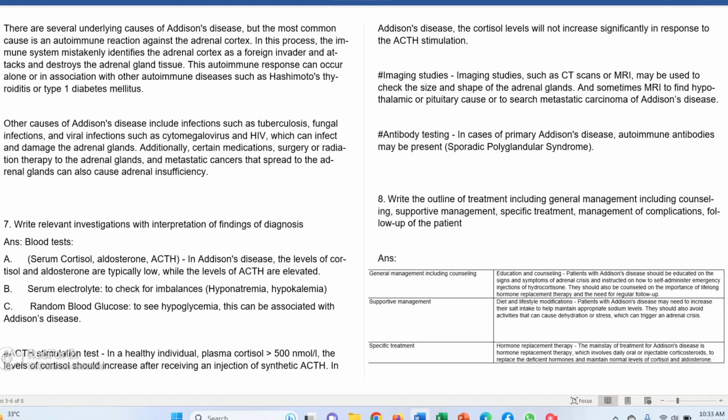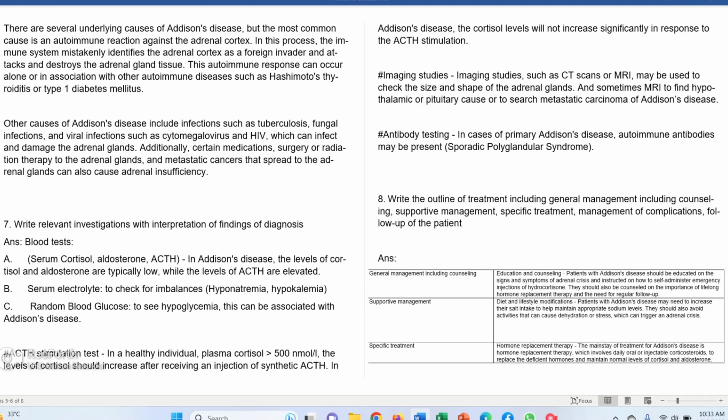Supportive management, diet and lifestyle modification. Patients with Addison disease may need to increase their salt intake to help maintain appropriate sodium levels. They should also avoid activities that can cause dehydration or stress, which can trigger an adrenal crisis.